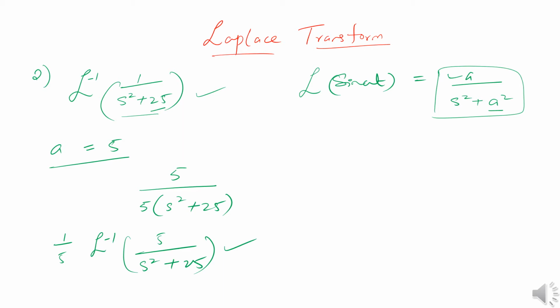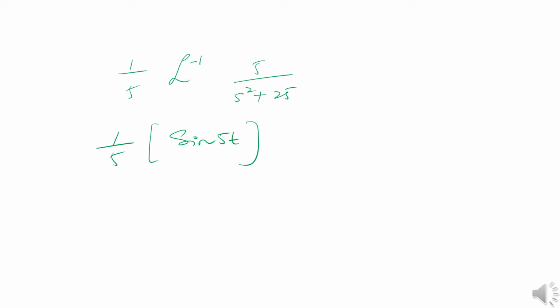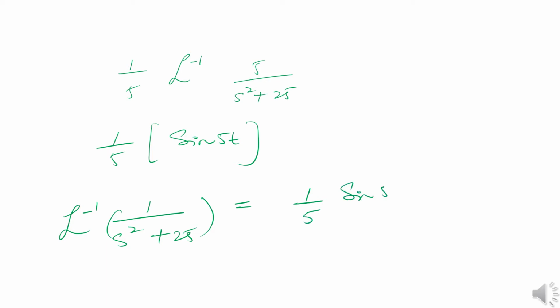So the final answer will be 1 over 5 sine 5t. The Laplace inverse of 1 over s squared plus 25 is just equal to 1 over 5 sine of 5t. That's our answer. Let's take another example.